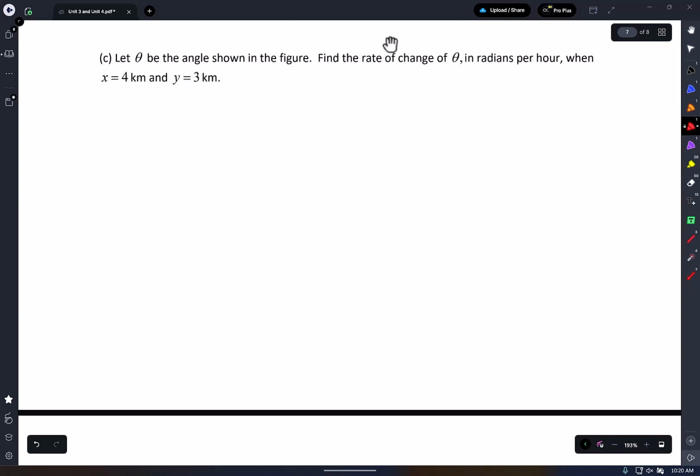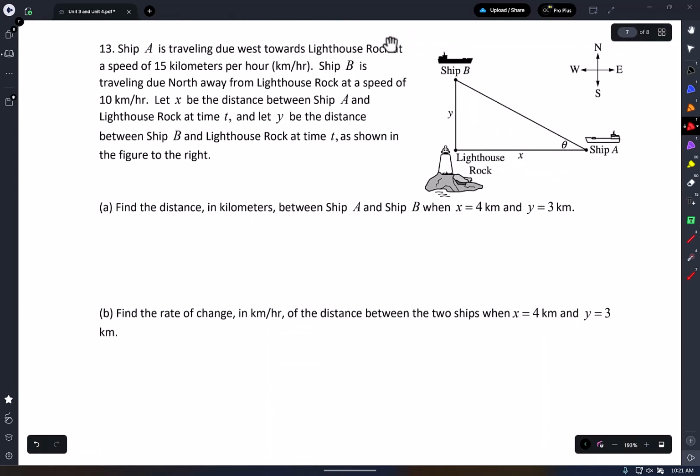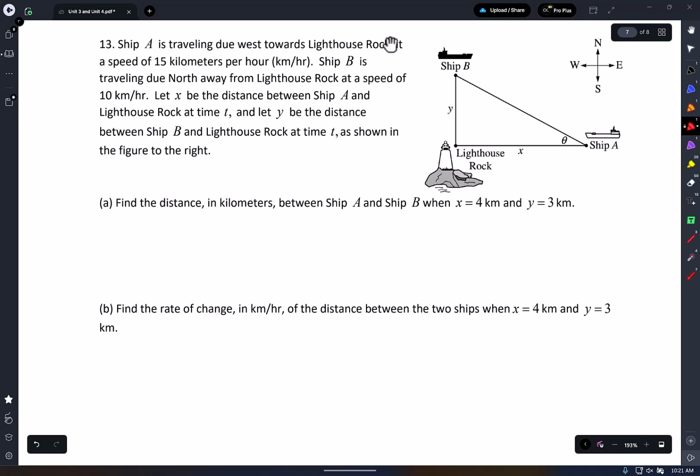And we still got, well, really, this is where we have issues on question 13. Not extreme, but we got some issues. So let's see. Ship A is traveling due west towards Lighthouse Rock A at the speed of 15 kilometers per hour. So ship A is traveling that way towards the lighthouse. Ship B is traveling due north away from Lighthouse Rock A at a speed of 10 kilometers per hour. Let x be the distance between ship A and Lighthouse Rock at time t, and let y be the distance between ship B and the Lighthouse Rock at time t, as shown in the figure to the right.